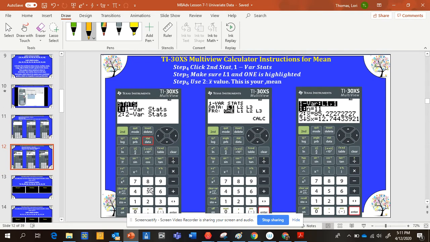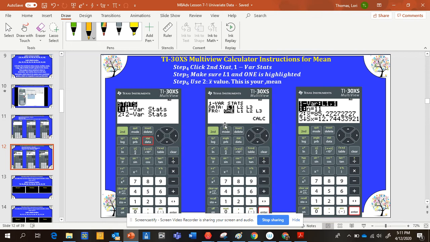Next, once you get all the grades in, then you're going to click second and stat. It's the data button, but we're looking at second stat. When you click second stat, it's going to ask you, are you trying to calculate one variable statistics or two variable statistics? We're going to do one, so you click enter because it's going to default to the first choice.